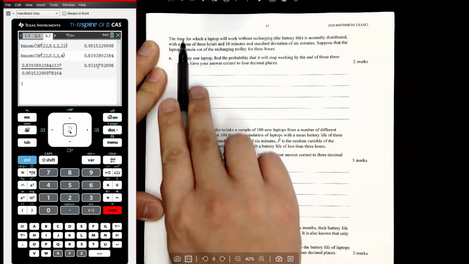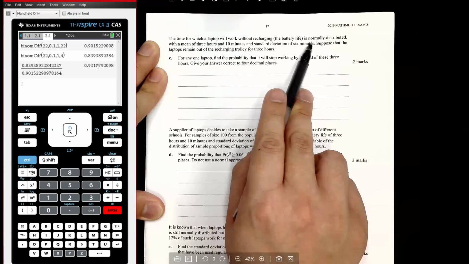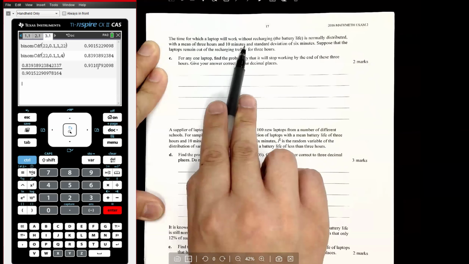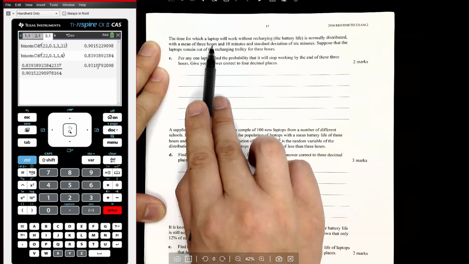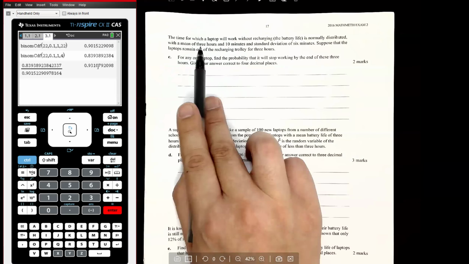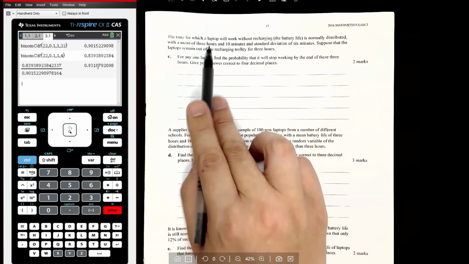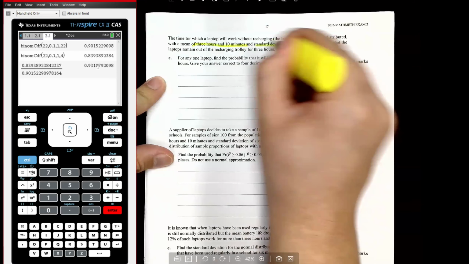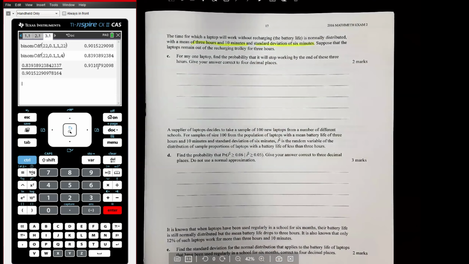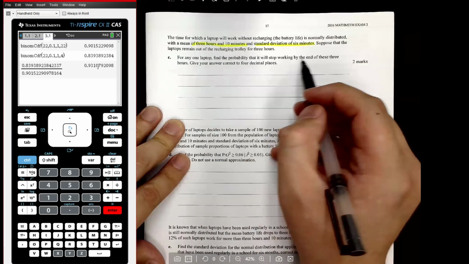The time for which a laptop will work without recharging, the battery life, is normally distributed with a mean of 3 hours and 10 minutes and a standard deviation of 6 minutes. So you can see here it's in hours and minutes, but 1 hour is not 100 minutes, it's 60 minutes. Therefore, you better use consistent units for these two quantities, okay? Consistent units. And suppose that laptops remain out of the recharging trolley for 3 hours, etc. For any one laptop, find the probability that it will stop working by the end of these 3 hours.